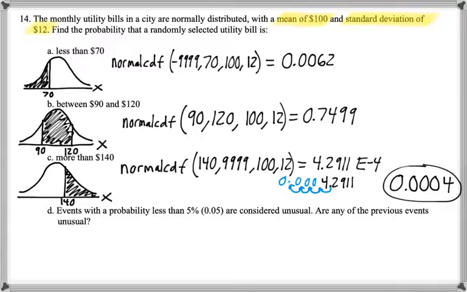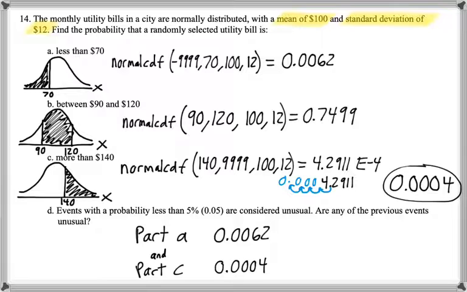Part D says events with a probability less than 5%, or as a decimal, 0.05, are considered unusual. Are any of the previous events unusual? So Part A had a probability of 0.0062. So that would be considered unusual because it's less than 0.05. And Part C, which is 0.0004, would also be considered unusual.